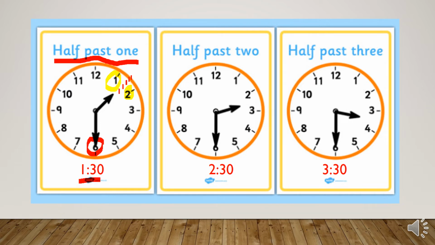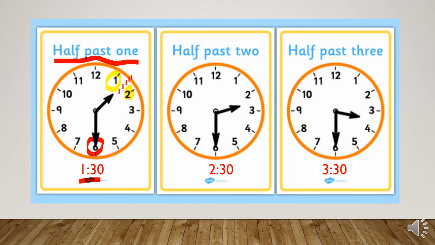I mean by 1:30 that the clock is already finishing 1 o'clock and it's moving half an hour after 1 o'clock. So by 1:30, it's at the middle between 1 o'clock and 2 o'clock. This is how I will read the time. Let's go to the second exercise.